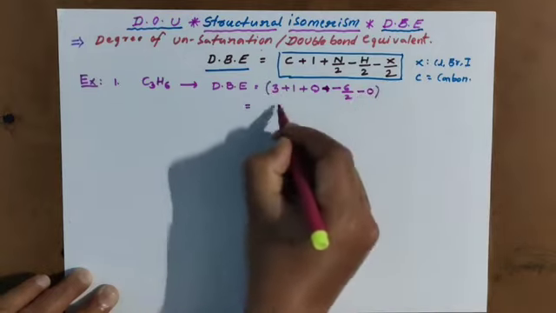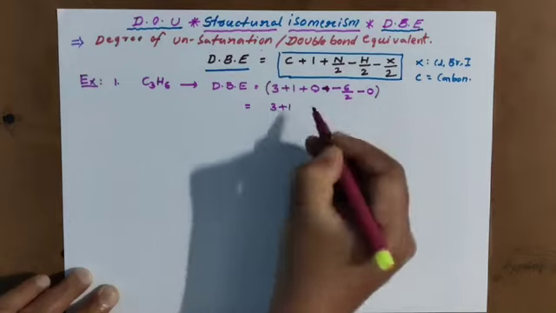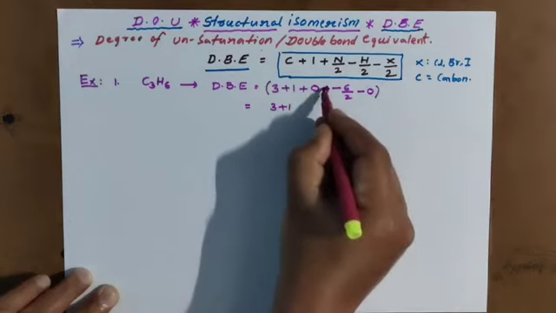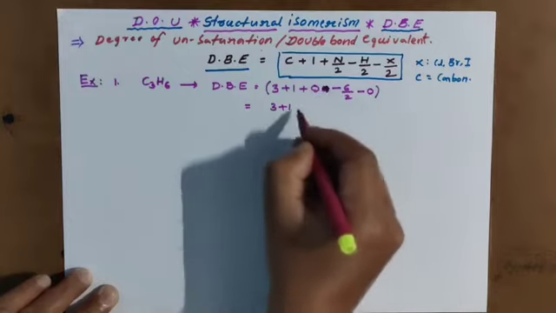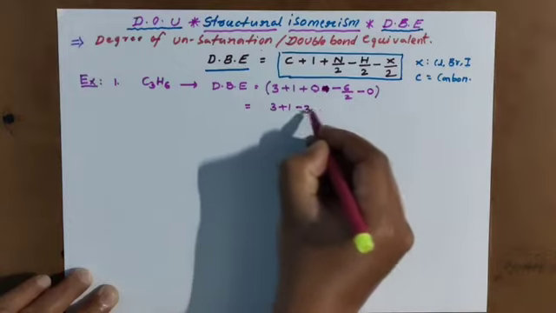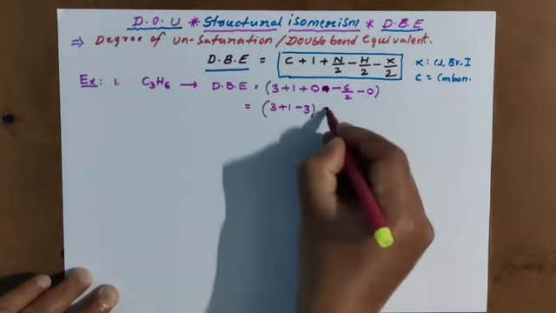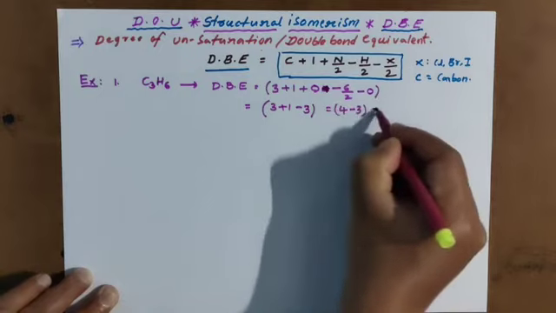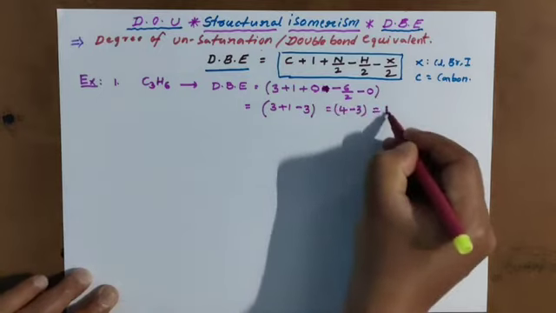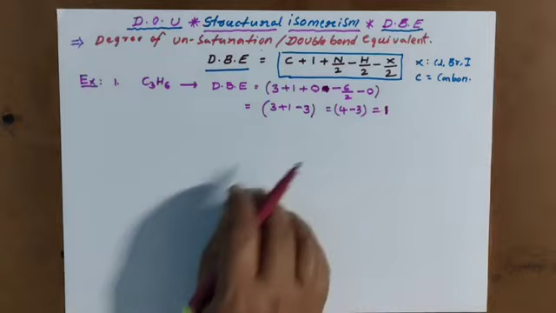That is equal to 3 plus 1, and here we have minus 6 by 2, which means minus 3. And this minus 0, no need to write. So that is equal to 4 minus 3, that is equal to 1. So we got DBE 1.